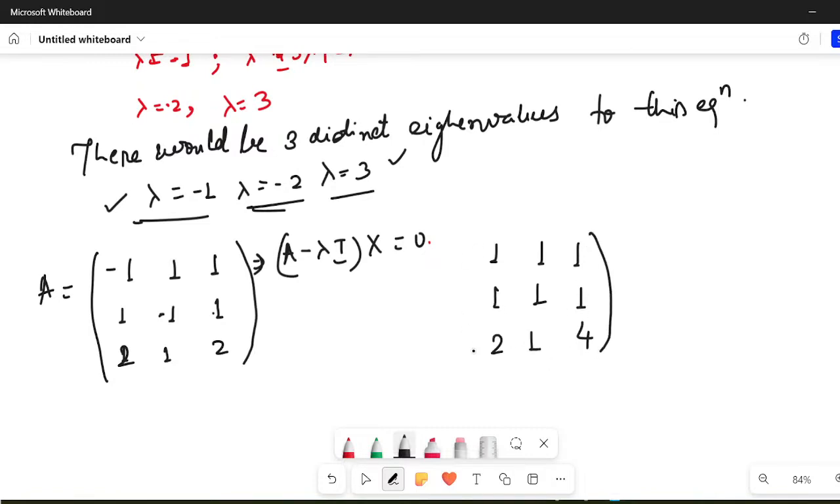And this entire thing times an eigenvector of the same order. So I'm writing eigenvector 3 cross 1. So this is like x1, x2, x3. Now you have to find this x1, x2, x3.